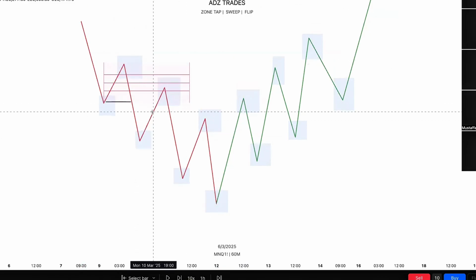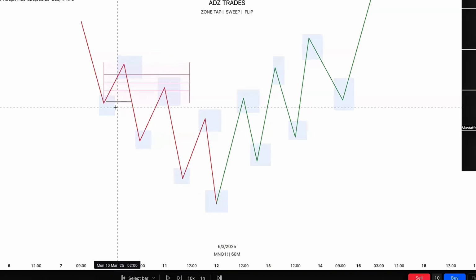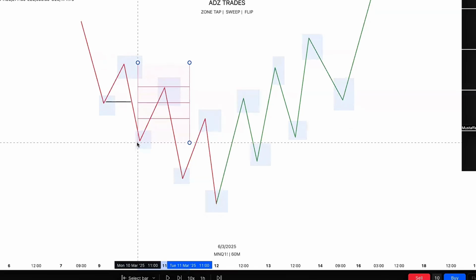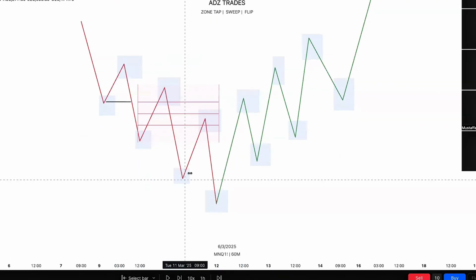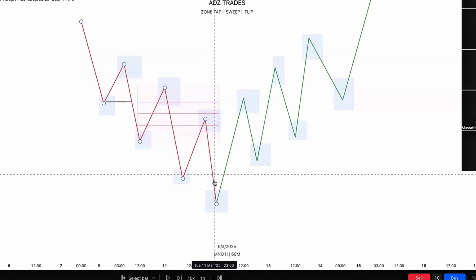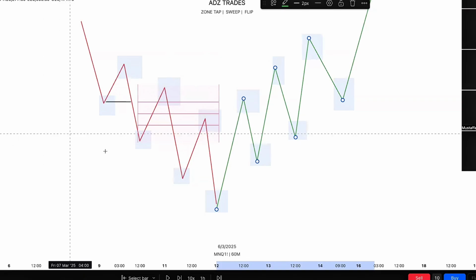Okay, as you can see, price returns into this zone and continues lower. And then what? We have a new zone from this low to this high. Price breaks out of it, returns into this and continues lower. So this zone is where we want to look at our entries.